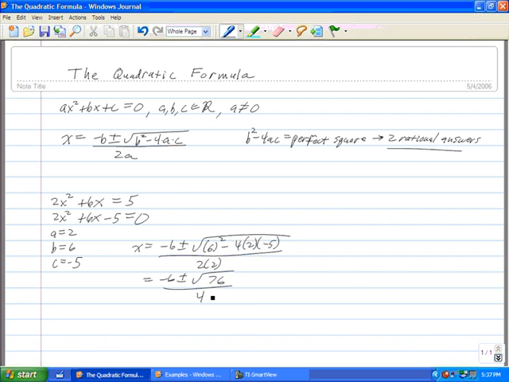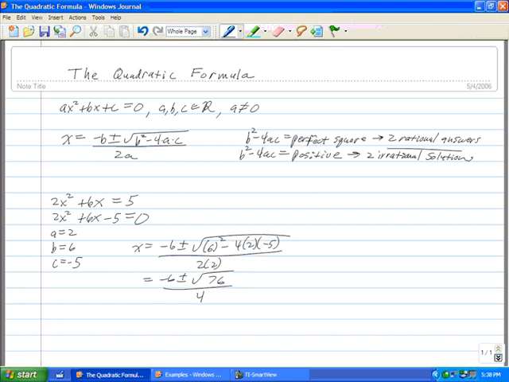Now that discriminant was not a perfect square, but it's still positive. Since it's equal to a positive number, and the square root of a positive number is irrational, that means we're going to have two irrational solutions or answers.